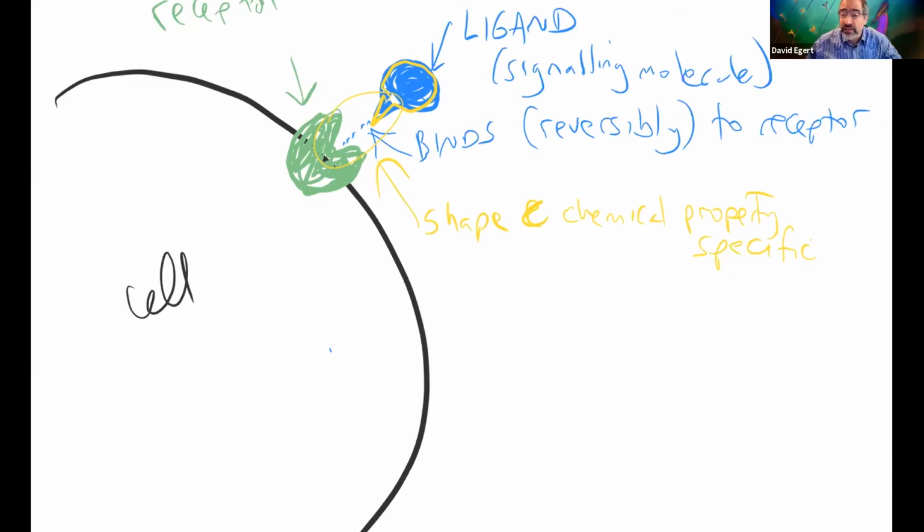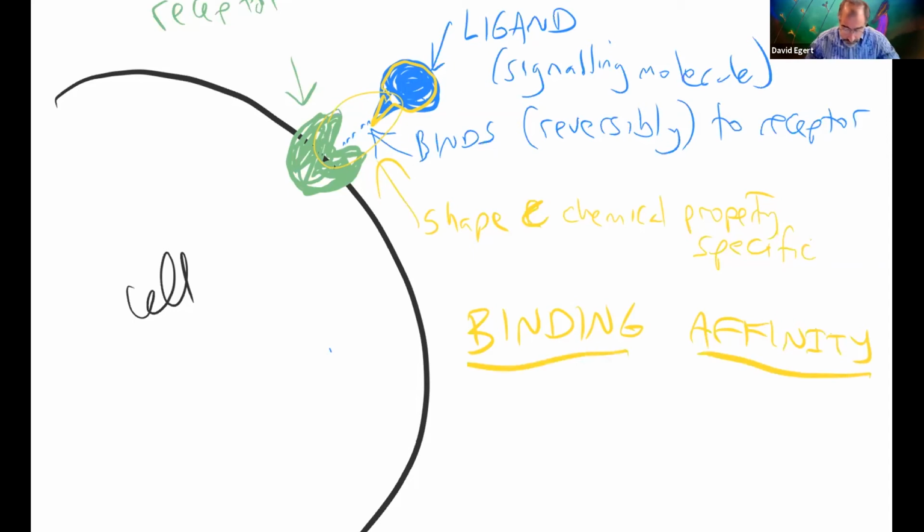That being said, it is possible to fool it by giving it things that mimic the naturally occurring ligands. So let's talk about a couple of things. First, let's talk about binding affinity. And then we're going to talk about exogenous and endogenous ligands. So binding affinity. Binding affinity is how tightly the ligand holds on to the receptor before it lets go again.